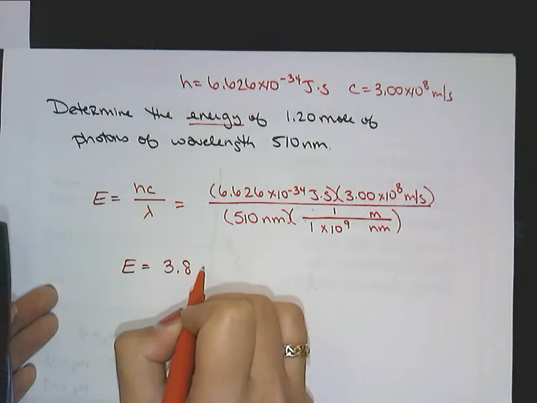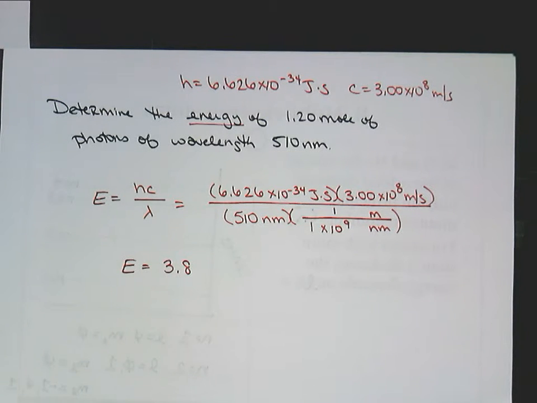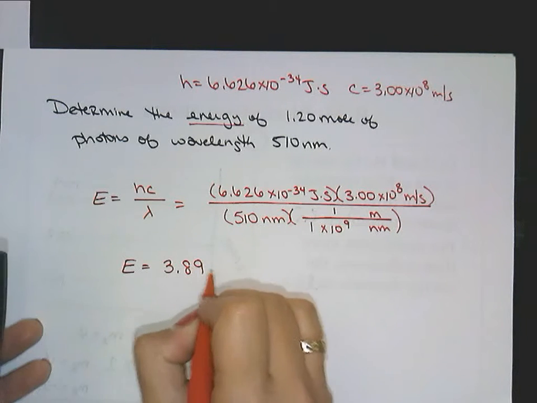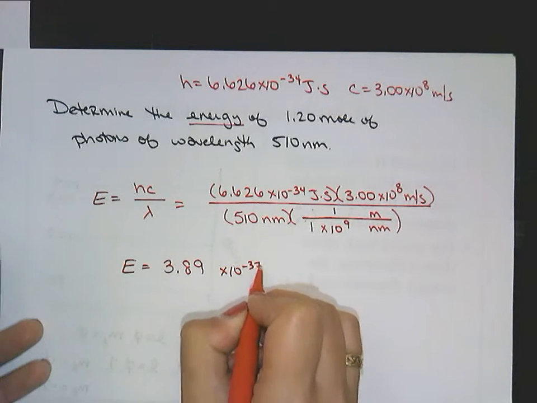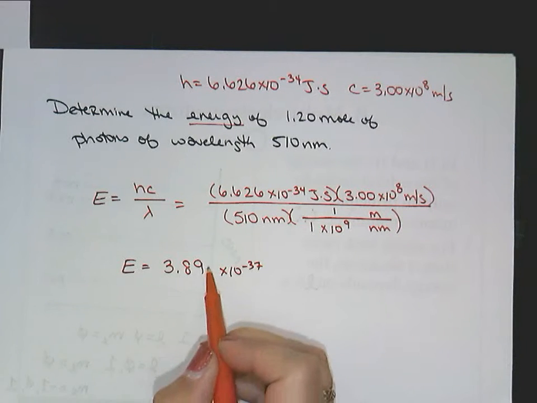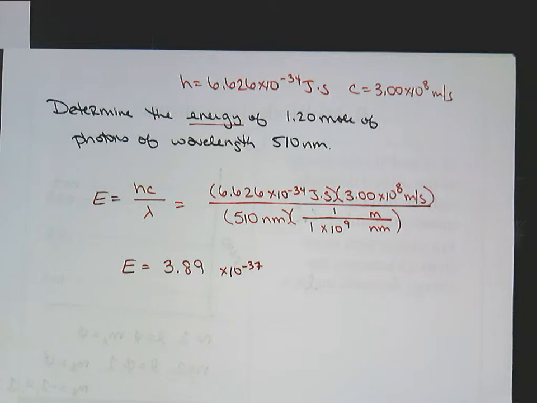How many significant figures do I get to keep? 3. Which, in this case, the rounding's a little funky, right? Because it's 3.89 times 10 to the negative 37th, and it's really 9, 7, and 6. So I would accept either 3.89, or if you wanted to round up, 3.90. Both would be fine. Question first.